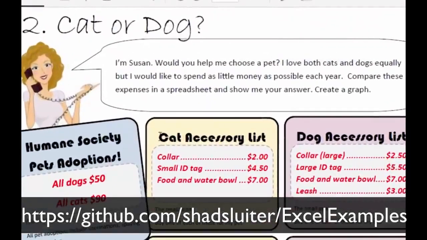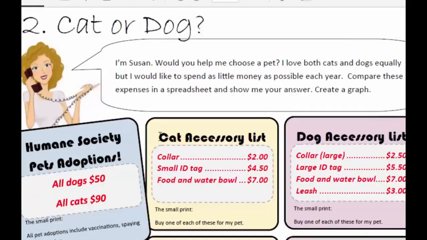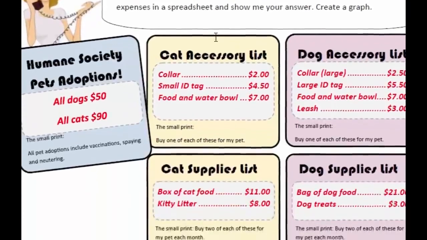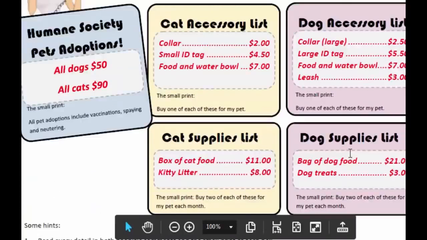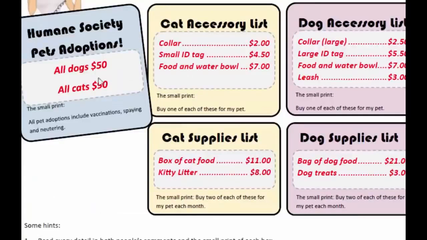She says, "I'm Susan. Would you help me choose a pet? I love both cats and dogs equally, but I would like to spend as little money as possible each year. Compare these expenses in a spreadsheet and show me your answer. Create a graph." First of all, notice that she's talking about a year. At the bottom down here, it says hints: use a spreadsheet to calculate the total cost of ownership for owning a pet for 1 year. So we'll just assume 1 year is the length of our expenses.